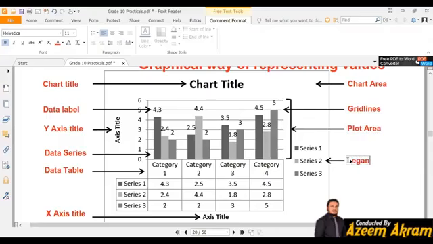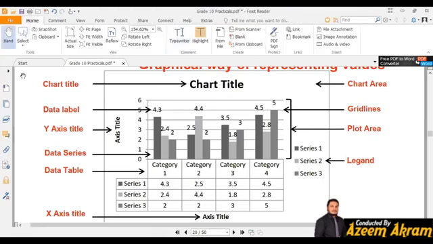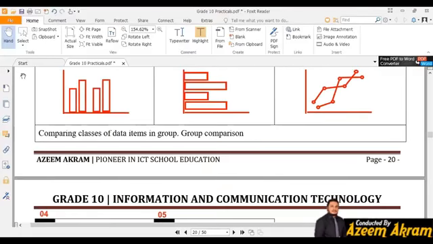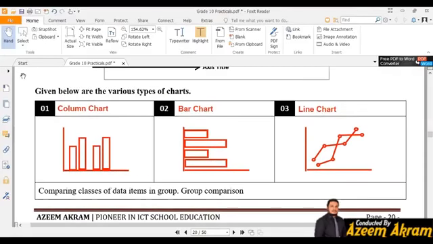So these are the 10 components of a chart. Any questions regarding a chart, you will be able to answer. Simply remember, more than this there is nothing. And there are different types of charts. Now I'm going to give you something very important.